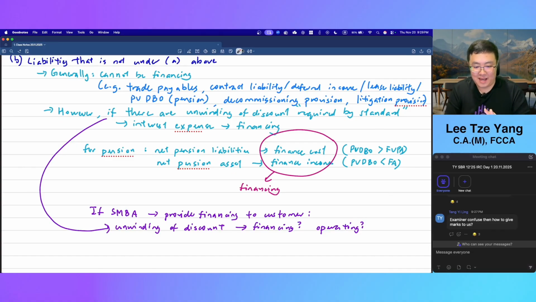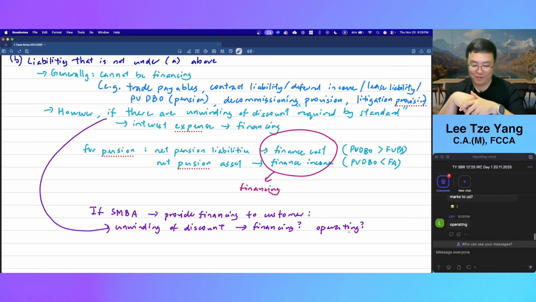Let's say I am a bank. I provide financing to my customer. Then I have a lease liability. Then for my lease liability, I have unwinding of discount. So what do you think? Do you think it will be under financing or operating? Like you tell me, would it be under financing or operating? Operating. So you see, now we have a mix. Some say financing, some say operating.